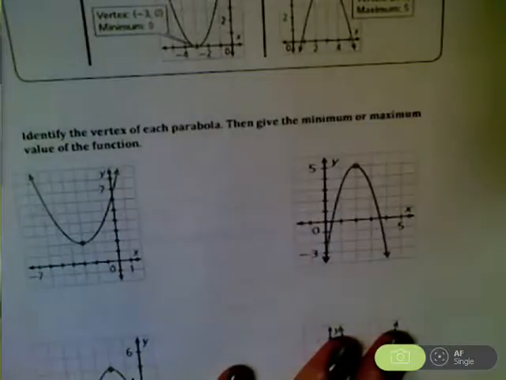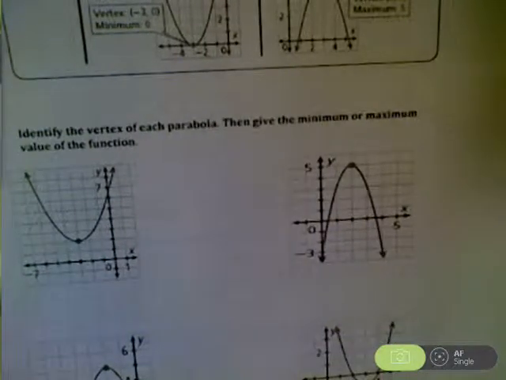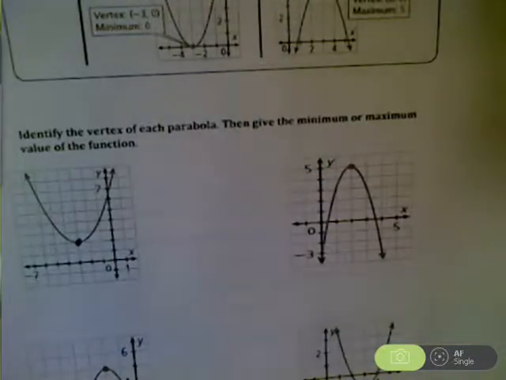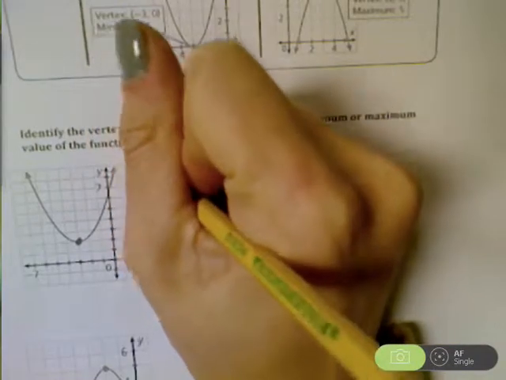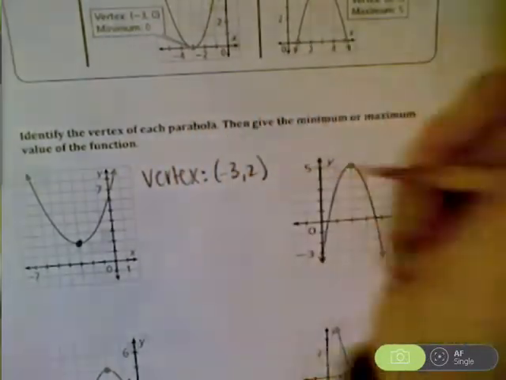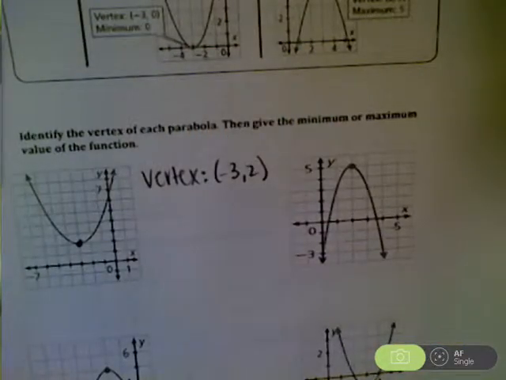So look at the last 4 examples. It says identify the vertex of each parabola, then give the minimum or maximum value of the function. So the first thing, to identify the vertex, you just find the point at the center of the parabola and tell what that ordered pair is. So what is the ordered pair of the vertex in the first example? -3, 2. So the vertex is an ordered pair, -3, 2.